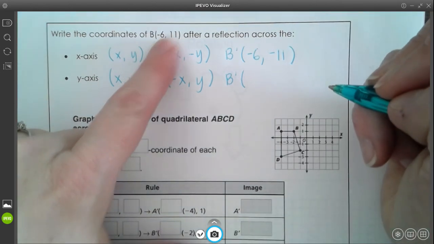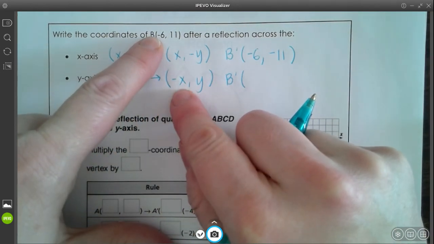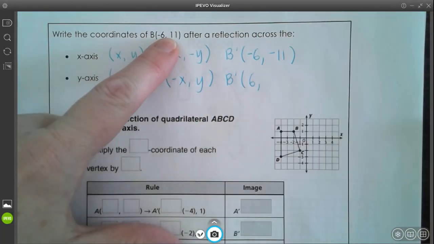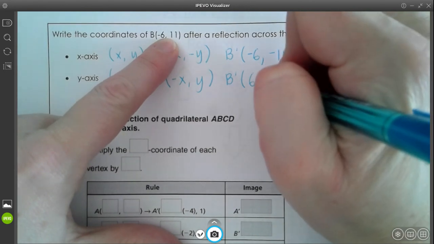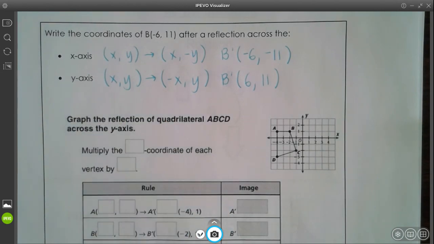Our original point was (-6, 11). So if I follow the rule here, the opposite of the x would be a +6, and the y stays the same, which is 11. Okay, so I don't need graph paper to be able to reflect it. I can just follow the rule.